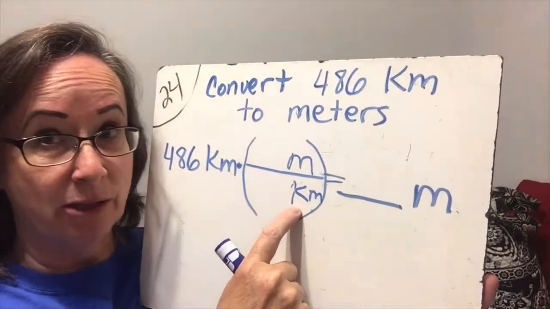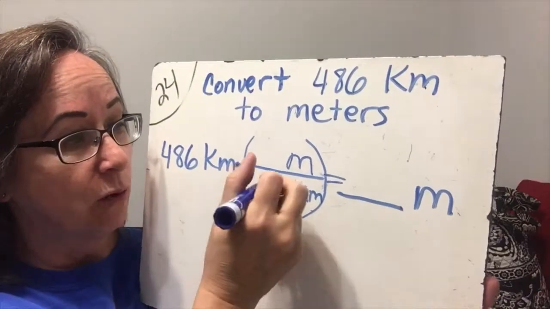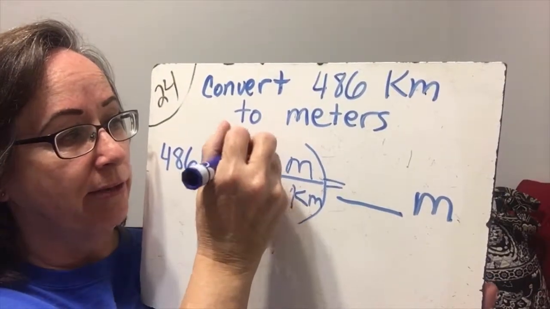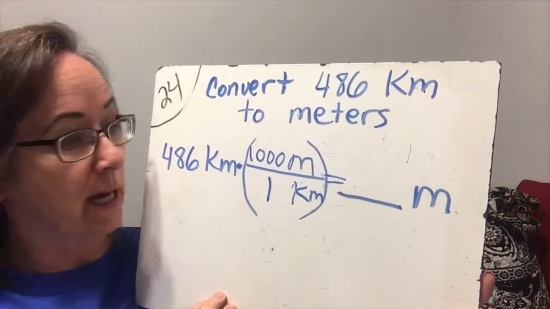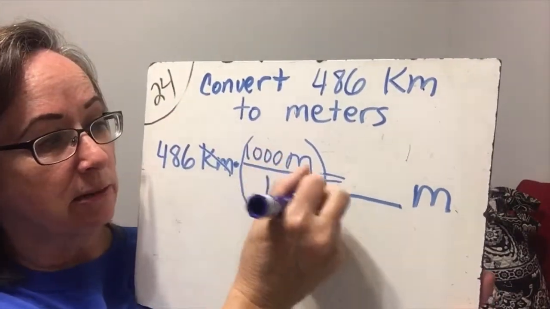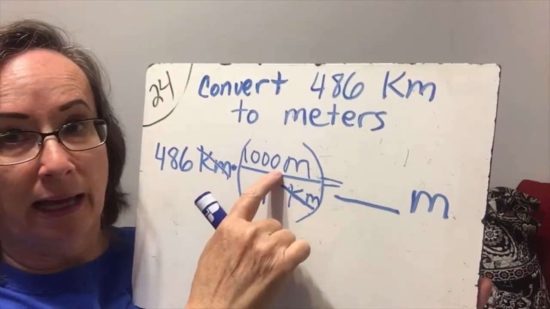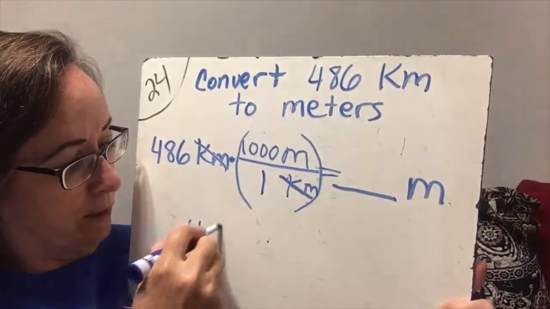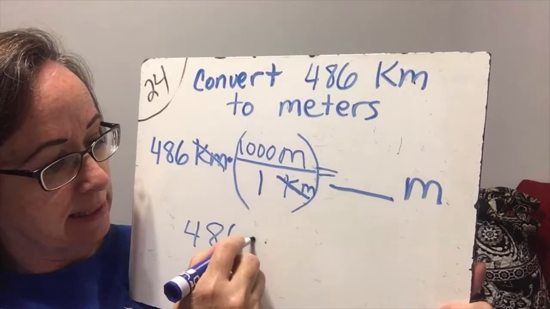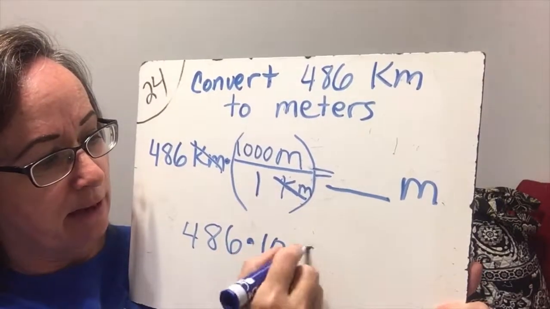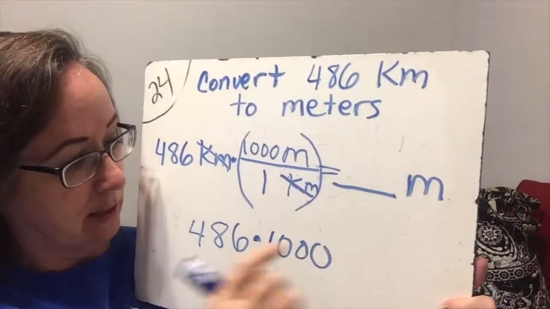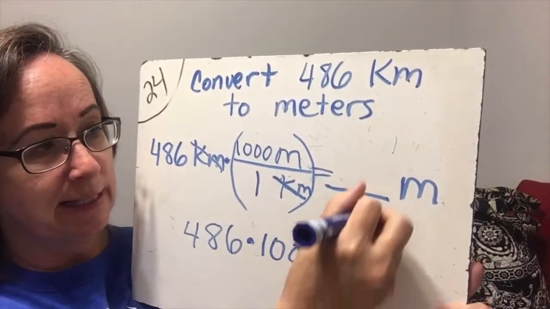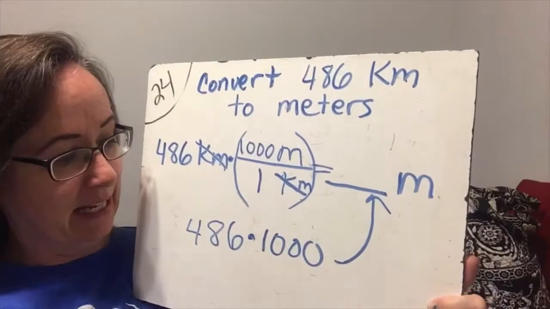So kilometers are the really big ones. Okay, so 1 kilometer is 1,000 meters. So now I'm all ready to go. My kilometers will cancel kilometers. I'm multiplying by 1,000. So 486 times 1,000. And my answer is left in meters. So all I have to do is figure out what this is and plop it right there in that spot.